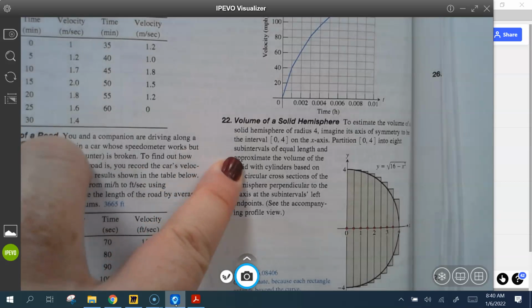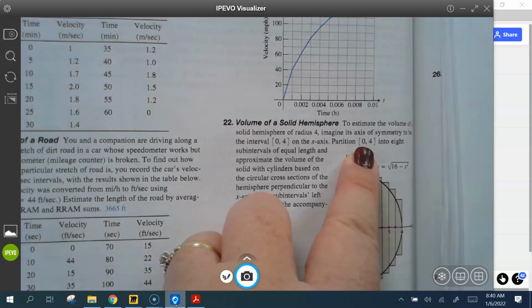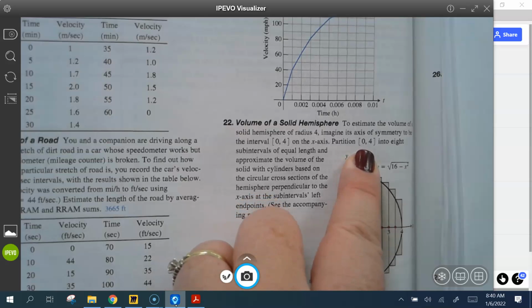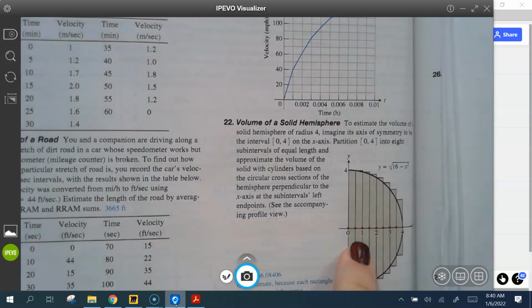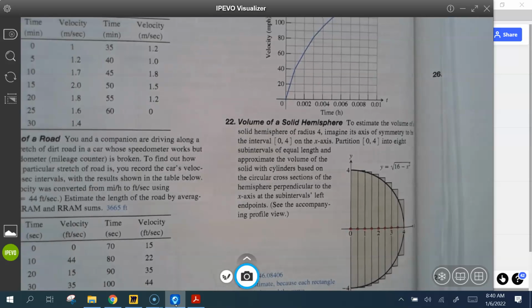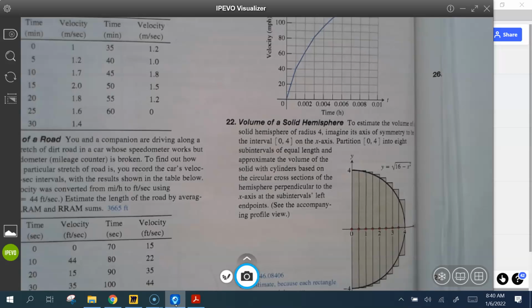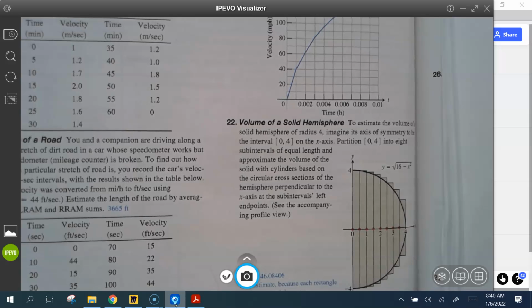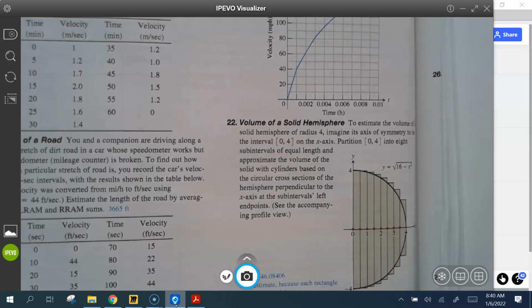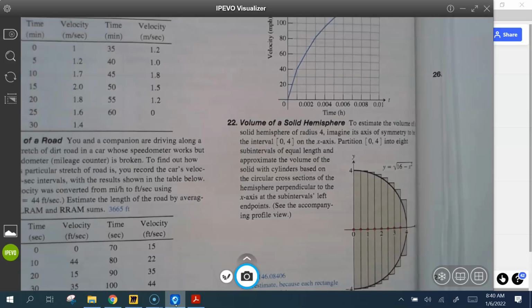But partitioned into 8, so I need to do 4 minus 0, which is 4, divided by 8, which would give me the 1/2 width, right? So that's what tells me each one is 1/2. So then it says approximate the volume of the solid with cylinders based on the circular cross sections of the hemisphere, which is really, really wordy just to say to do it the same way that we've been doing it.